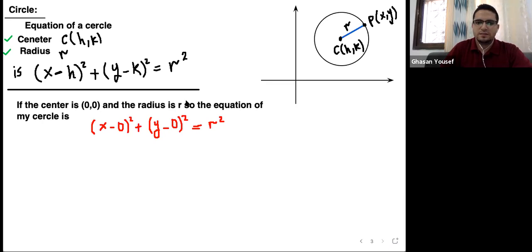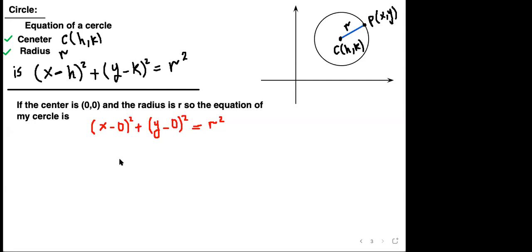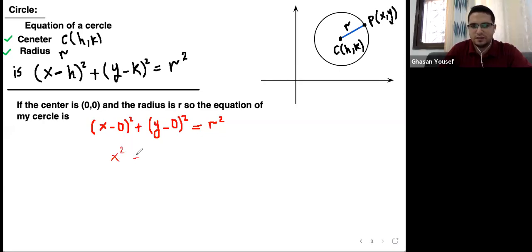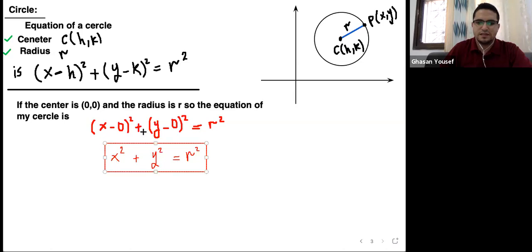Now x minus 0 is what? Just x. Exactly, just x. x squared, plus y minus 0 is the same thing, y squared, equals r squared. So this is the equation of the circle when the center is the origin point.